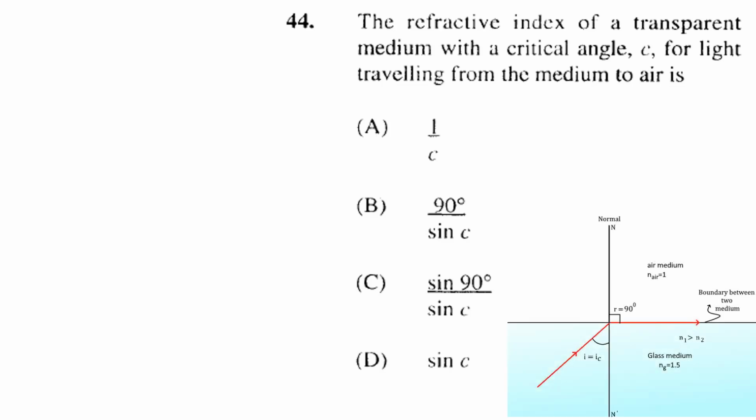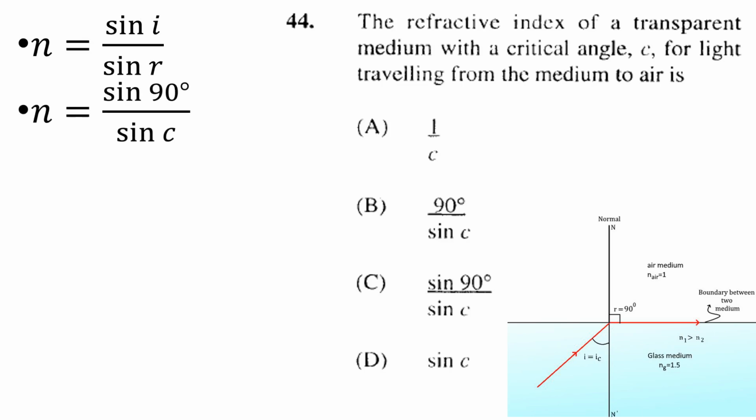Well, let's remember our formula for refraction. It's n equals sine i over sine r. In this case, i will be 90 degrees and r will be the critical angle C. So the answer is C, sine 90 degrees over sine C.